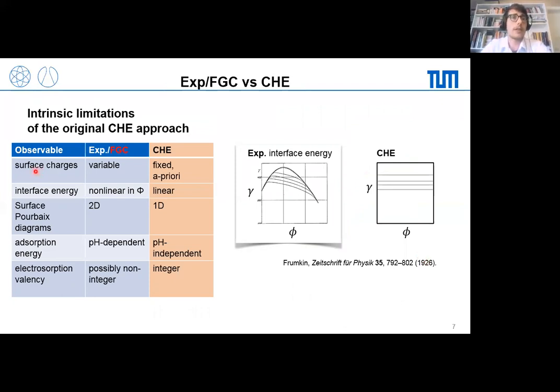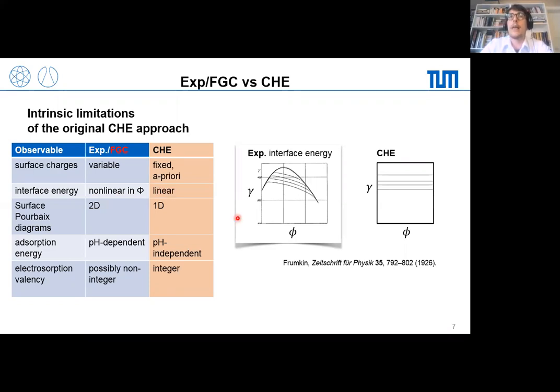So we've said already that surface charges are variable in fully grand canonical calculations and experiment, and in some sense a priori fixed in the computational hydrogen electrode model. This directly translates to a different behavior when you look at the interface energy as a function of the potential. In experiment and in these fully grand canonical calculations, your interface energy is typically nonlinear in phi, whereas it is always linear in the computational hydrogen electrode approach.